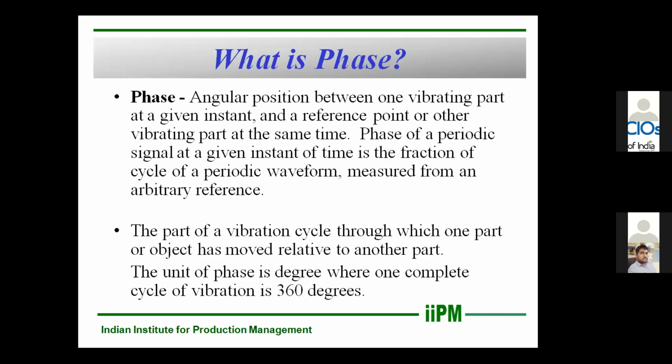Phase, which I have discussed, is nothing but the position of two parts, how the shaft is moving. Mostly you have seen in turbines, two proximity probes are installed 90 degrees apart. They are used basically to locate how the shaft is moving inside the bearing.